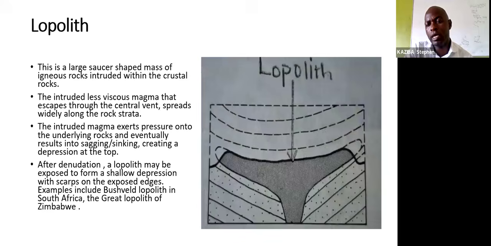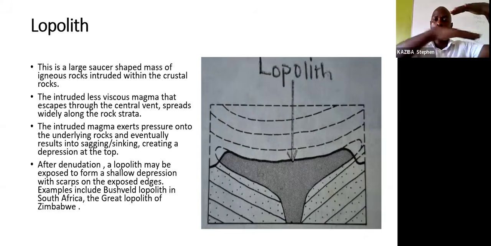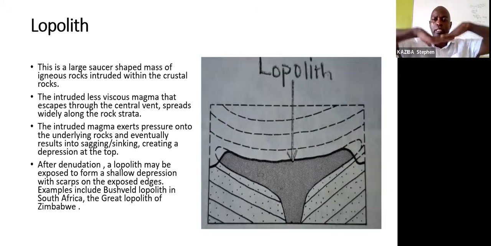And then lastly, a lapolith. This is like a saucer. It forms when magma is intruded along the horizontal layers, and because of too much weight, it is forced to sink inside. Then when the overlying layers are removed, we shall have the formation of that depression.